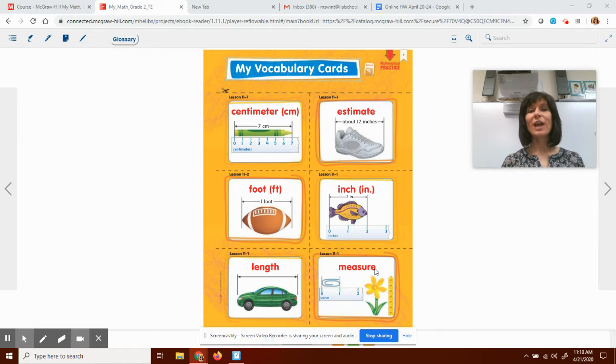We are starting a new chapter, chapter 11 on measurement. We actually kind of started it. We did one lesson, and then Mrs. Swint decided to rev it up and do something a little different. So we're going back to chapter 11, measurement, customary and metric.